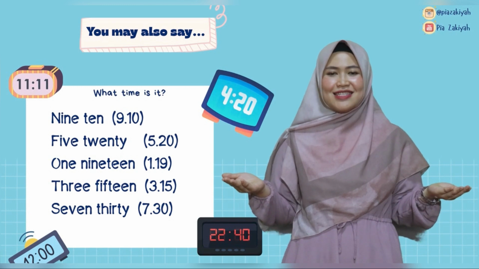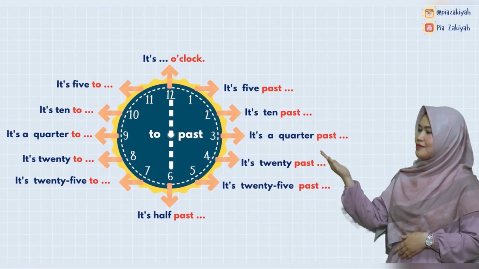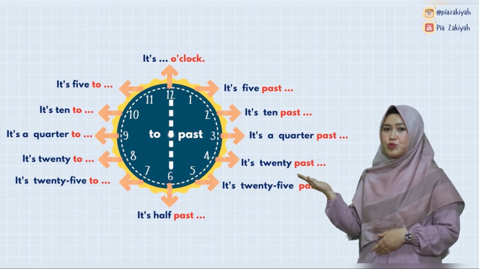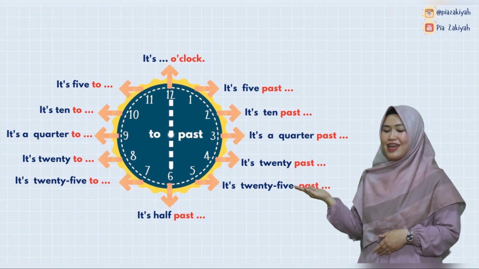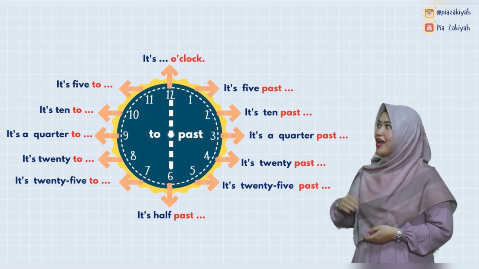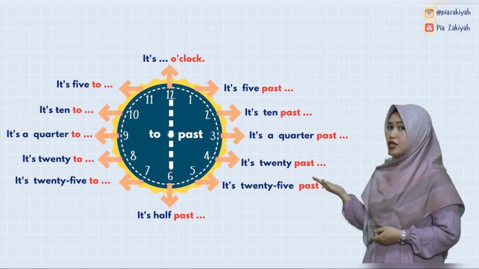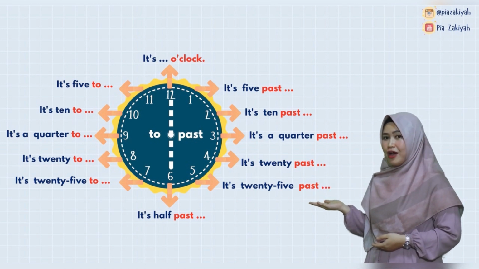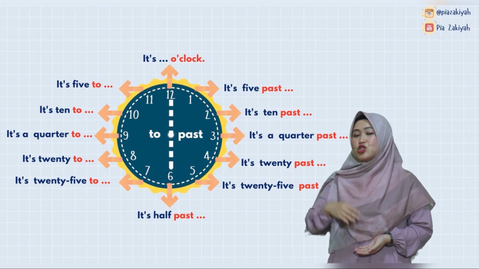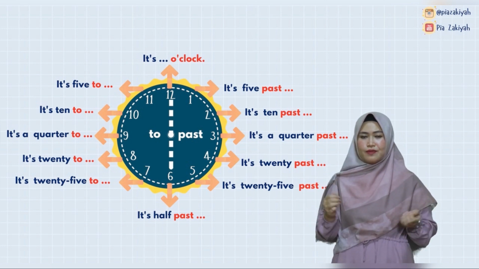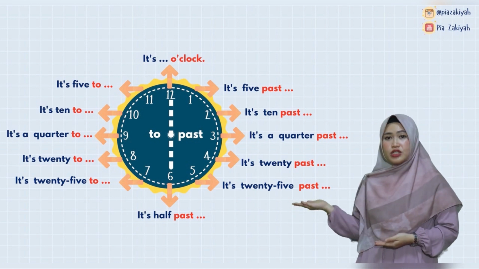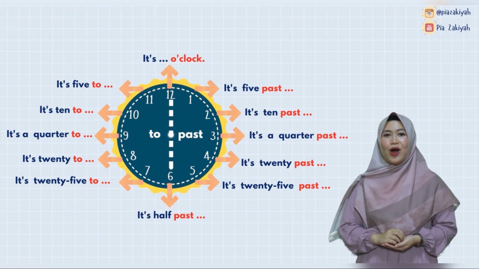To sum up, let's see this big clock. As we can see, from 12 to 6, when the long hand is pointing to those numbers, we can say the minutes first and then "past". For example, it's 5 past 1, a quarter past 1. It is 25 past 1. And when the long hand is pointing more than number 6 to number 12, we can say "to". For example, it is 25 to 1. It is a quarter to 1, and it is 5 to 1.